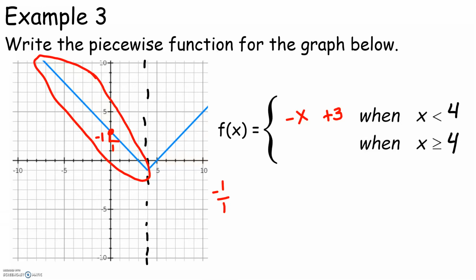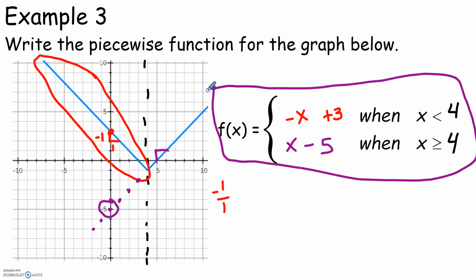Then I'm going to go ahead and do it for my right side. My slope is pretty easy, up 1 over 1. So I know I'm going to have a positive x for my slope. I have to continue that slope till I find where it crosses the y-axis. So if I was to continue that line, I would cross the y-axis at negative 5. And there's my piecewise function for example 3.